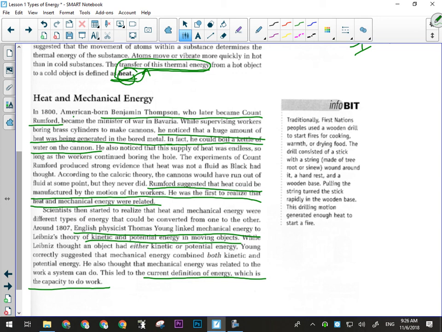So that's Benjamin Thompson who did this, okay? Benjamin Thompson or Rumford, this was his contribution. Heat and mechanical energy are related.